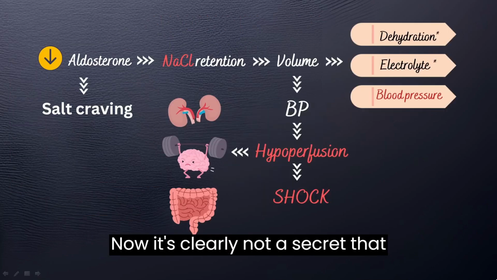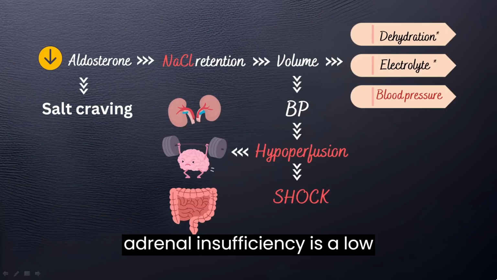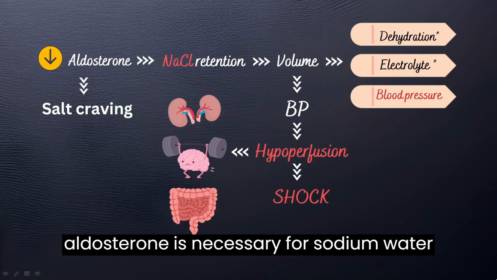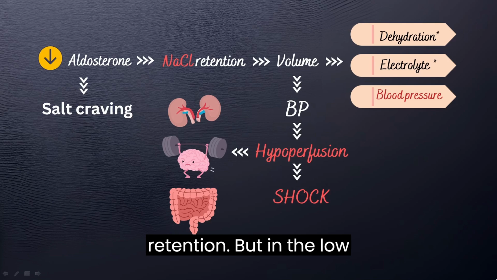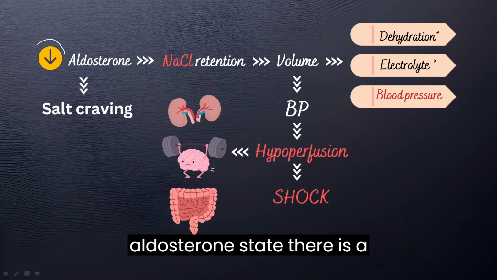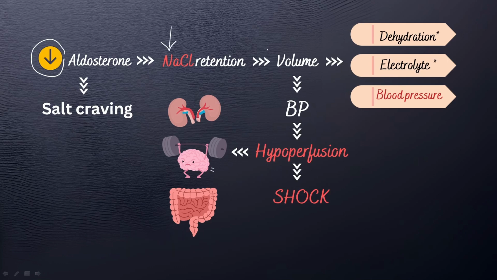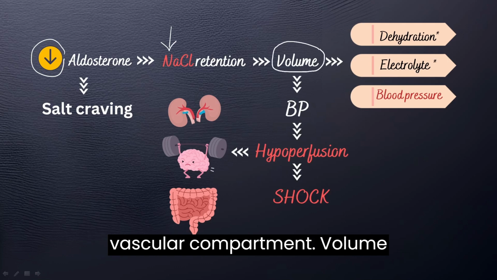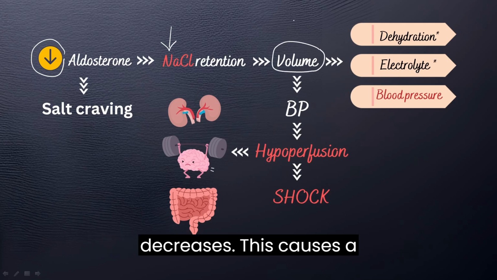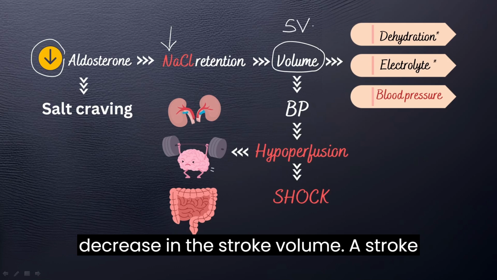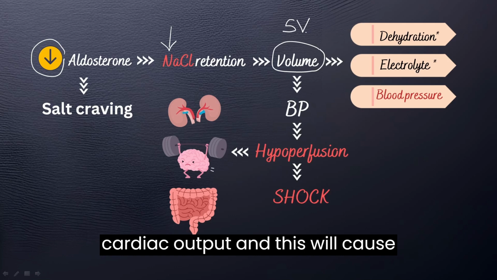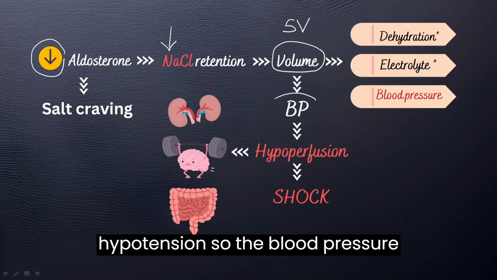Now, it's clearly not a secret that adrenal insufficiency is a low aldosterone state. You recall that aldosterone is necessary for sodium and water retention, but in the low aldosterone state, there is low sodium and water retention that in fact leads to a shrinkage of the vascular compartment. The volume decreases. This causes a decrease in the stroke volume. A stroke volume decline would also imply a low cardiac output, and this will cause hypotension.